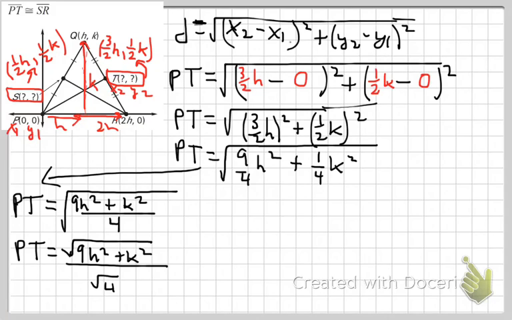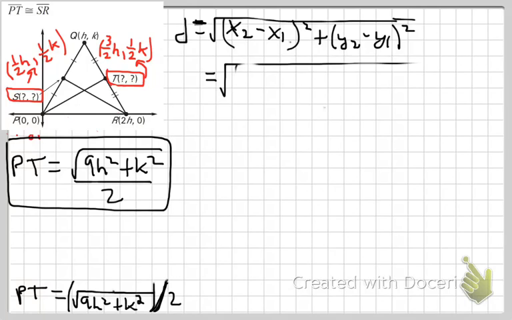On bottom, though, the square root of 4 is 2. So I get PT equals the square root of 9h squared plus k squared, all divided by 2. Okay, so we found out after simplifying that the distance from P to T is the square root of 9h squared plus k squared divided by 2. I forgot to erase it underneath here. So I just rewrote it because it was all squished down here. I just rewrote it once I made some space for myself.